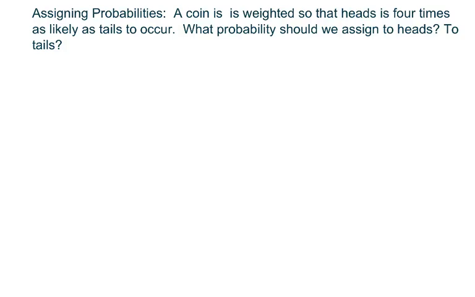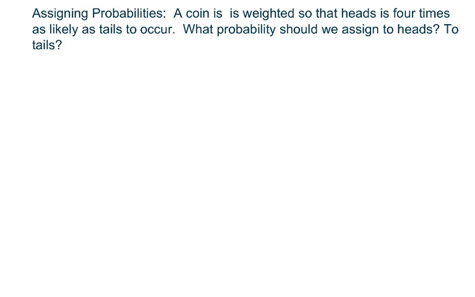Everyone, this is a video on assigning probabilities, and we have 4 different scenarios. The first scenario is a coin weighted so that heads is 4 times as likely as tails to occur. What probability should we assign to heads and then to tails?